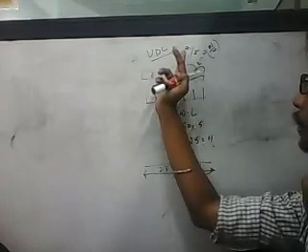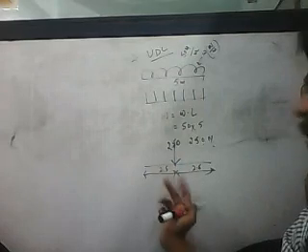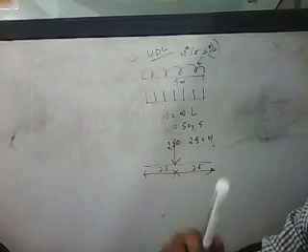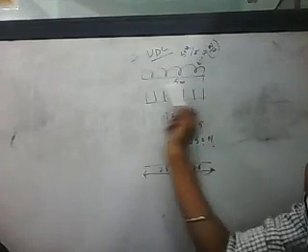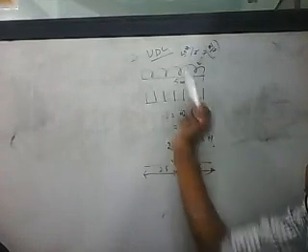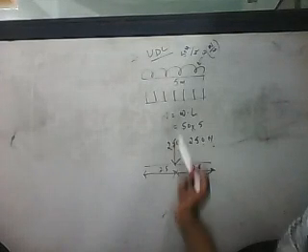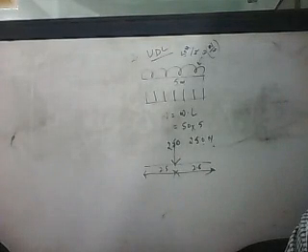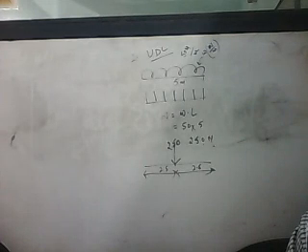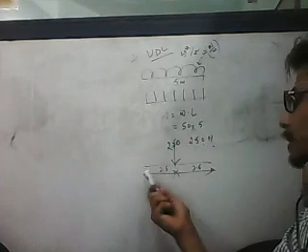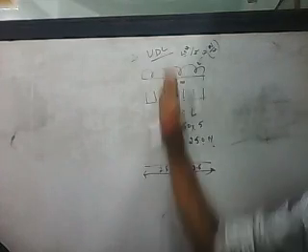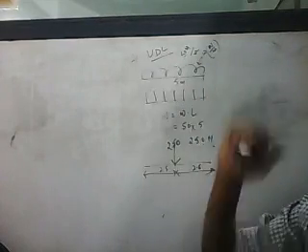Right now we are converting this UDL into a point load for the calculation purpose. So right now this one is 50 Newton per meter into 5. That is 250. Right now this one is 250 Newton. And where is 250 applying? It is applying on the mid of the length of UDL.